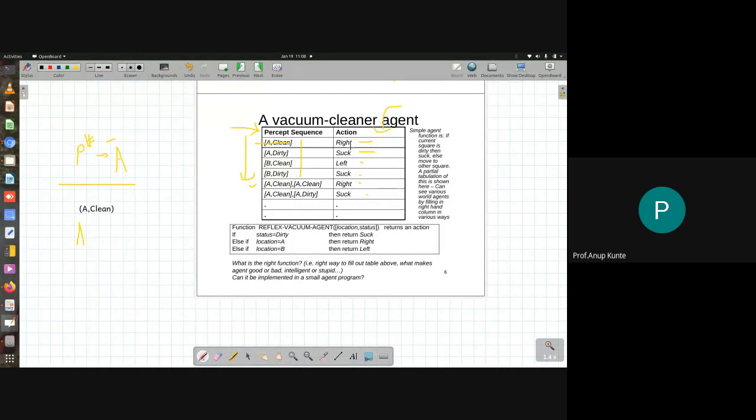Again, saying so, is this percept sequence enumerable? That is, can I write down the whole set of percept sequences which are going to be there in this particular scenario?